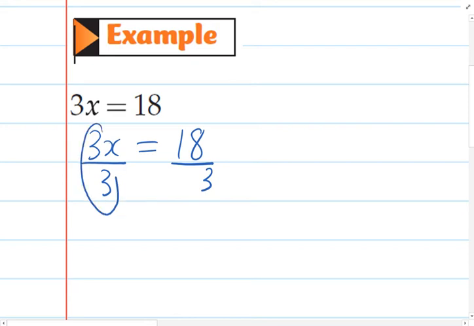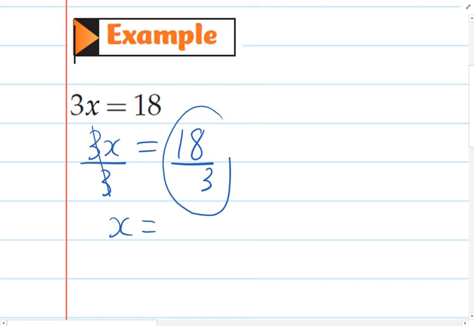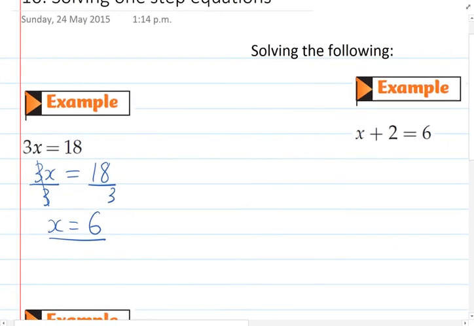Okay, so 3 divided by 3. Well, hopefully all of you know that's 1. So they cancel out and leave us with just 1x. And on the other side, we've got 18 divided by 3, which is 6. And that's our solution. Okay, I'll go through one more example.